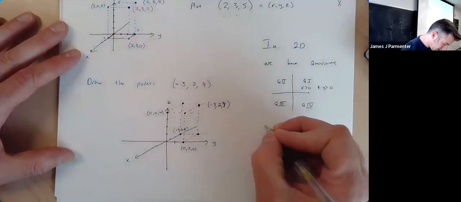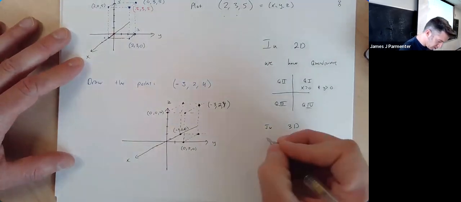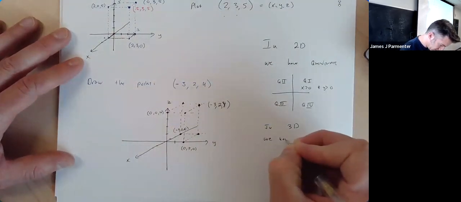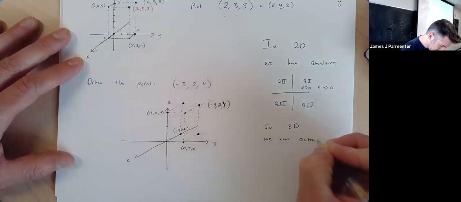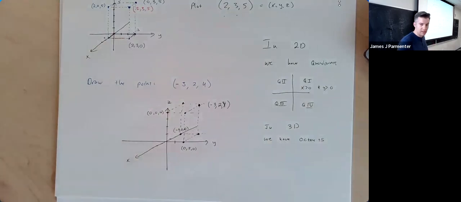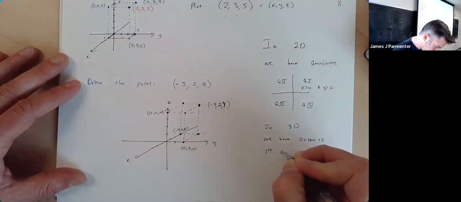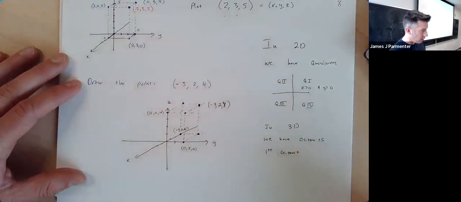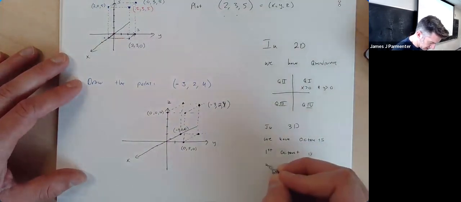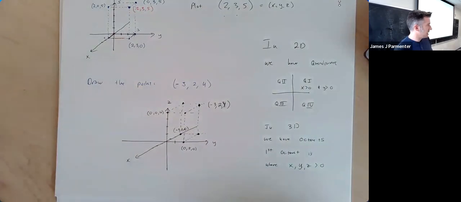In 3 dimensions, we don't really have an ordering, but we do have octants. Each axis divides the space into 2, and when we do that 3 times, you get 8 divisions. The first octant is often where most of our pictures are. The first octant is where x, y, and z are all positive. But there is no standard labeling of the rest of the octants.